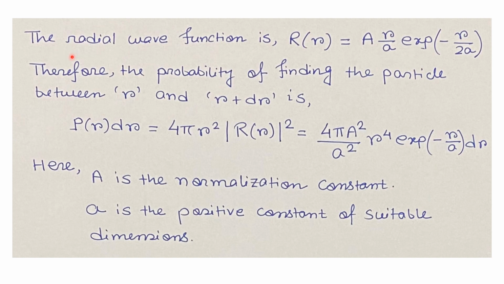According to the question, the radial wave function is given by R(r) = A r/a exp(-r/2a). Therefore, the probability of finding the particle between r and r + dr is given by P(r) dr = 4π r² |R(r)|² dr = 4π A²/a² r⁴ exp(-r/a) dr. Here A is the normalization constant and a is the positive constant of suitable dimensions.